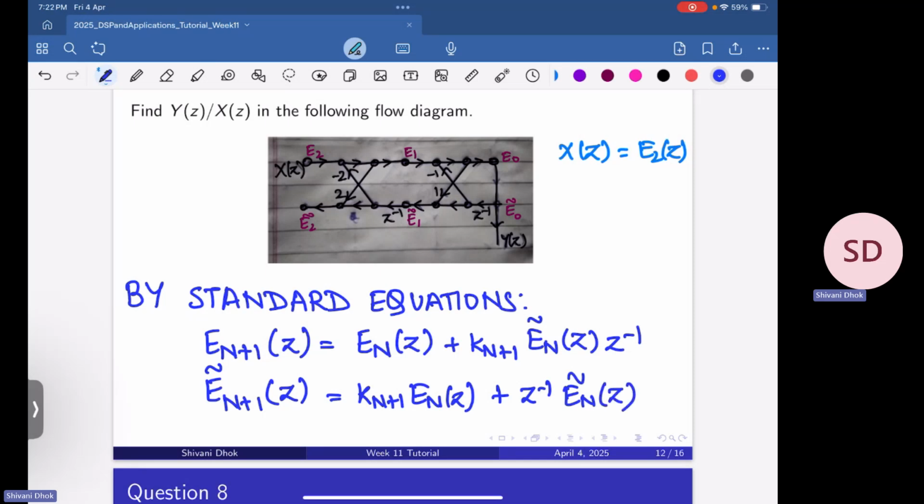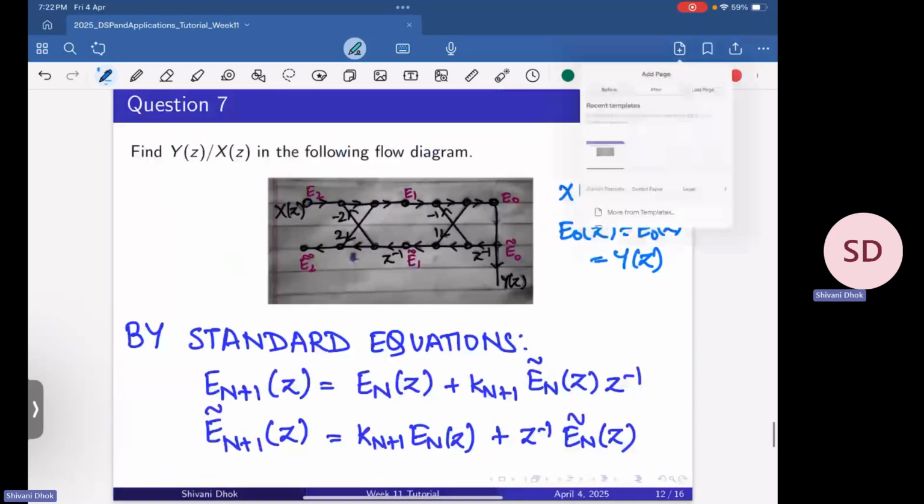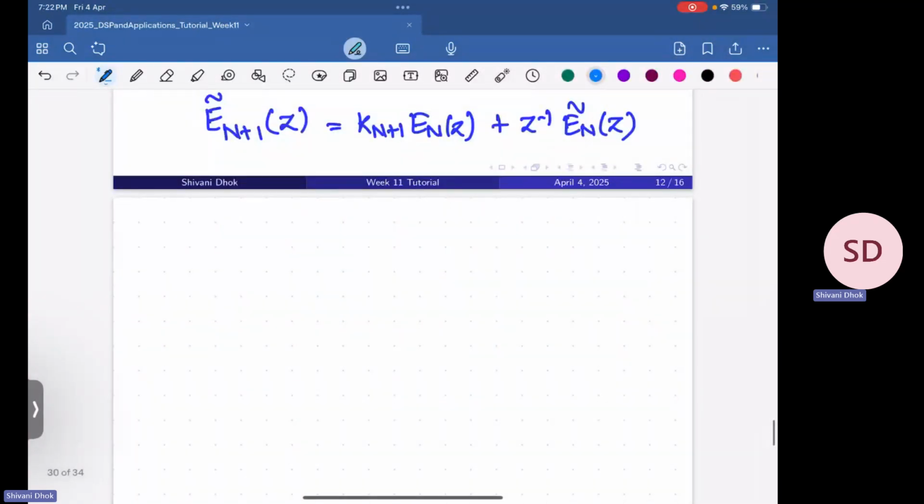Okay, so now what we will do, we have E0 of z equal to E0 tilde of z equal to y of z from this diagram. So now we'll first find E1 of z and E1 tilde of z.